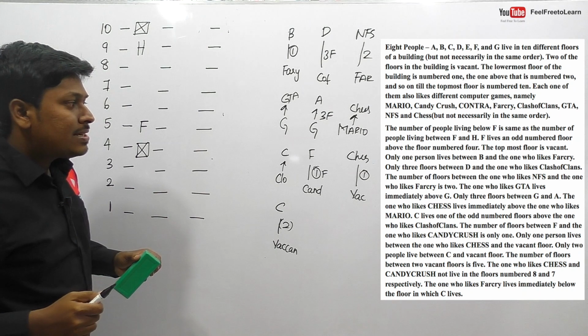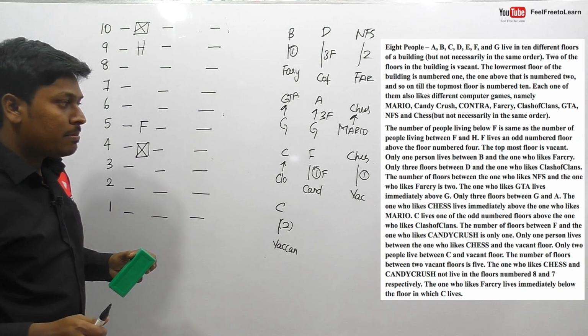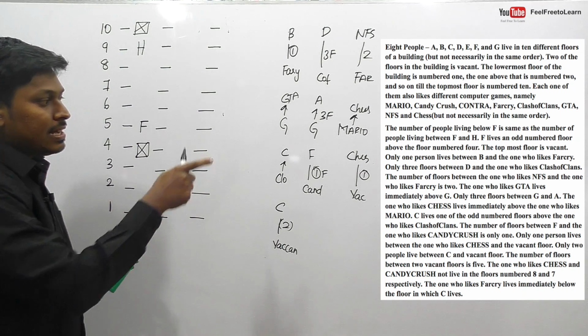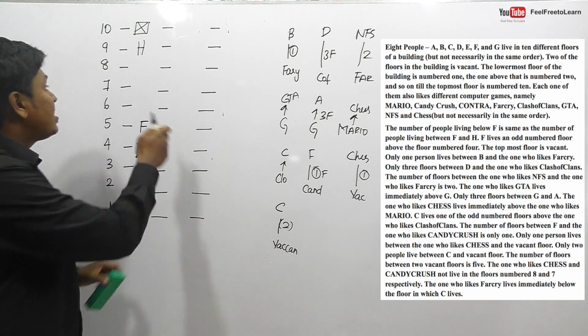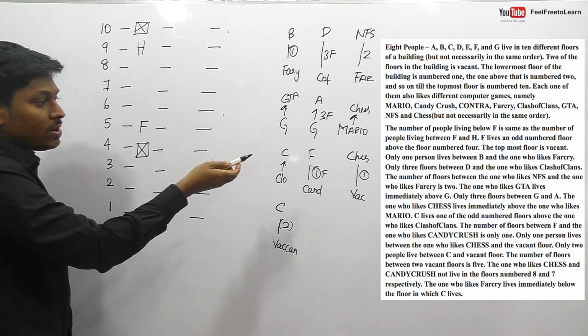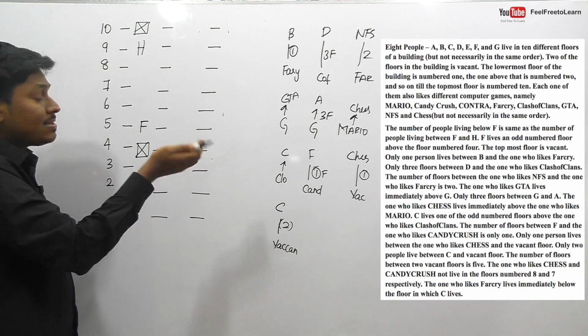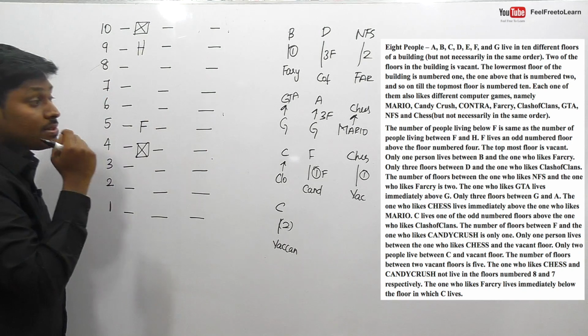So the one who likes chess and Candy Crush does not live on floor number 8 and 7, right? So friends, listen here. The person who likes the chess game and Candy Crush is not at the 7th floor and also not at the 8th floor respectively. That is, 8th is not chess and 7th is not Candy Crush, right?